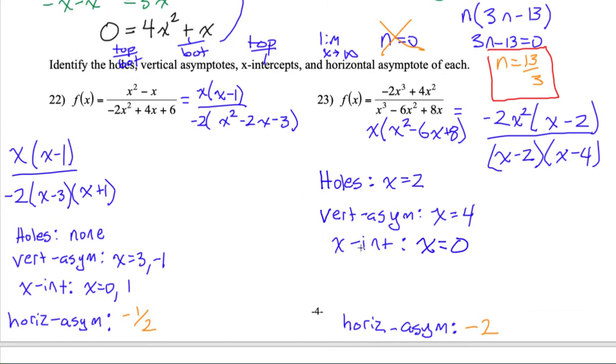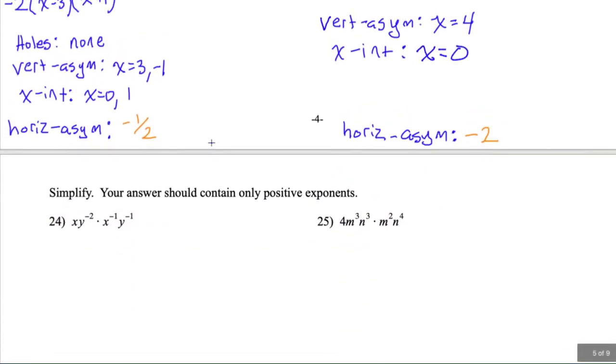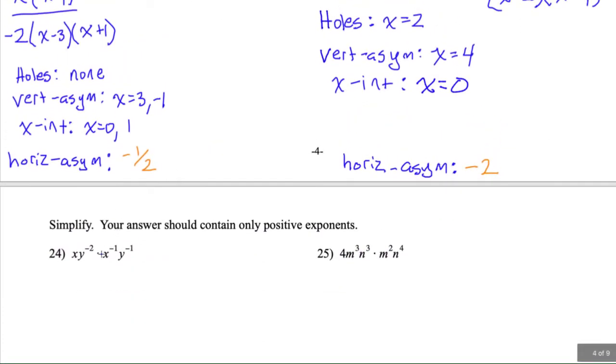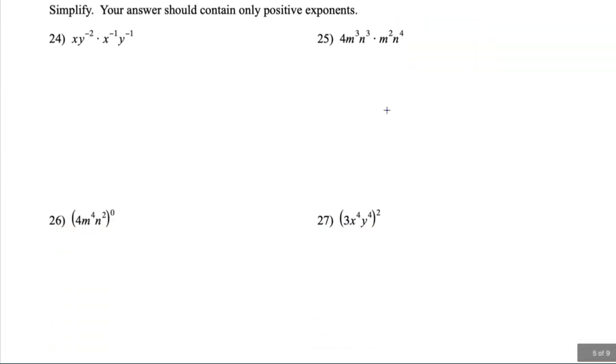Alright, now we are on to number 24. Number 24, simplify. Your answer should contain only positive exponents. Okay, so whenever I multiply, add. It's that simple. And make sure you're only adding things with the same base, so x. Yeah, again, you're just adding.